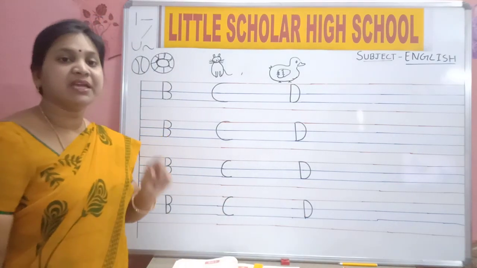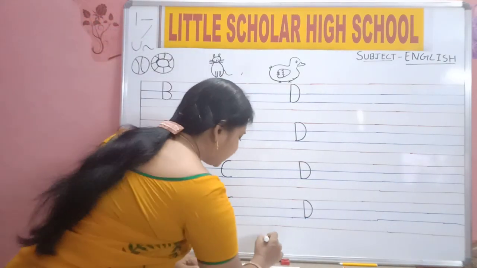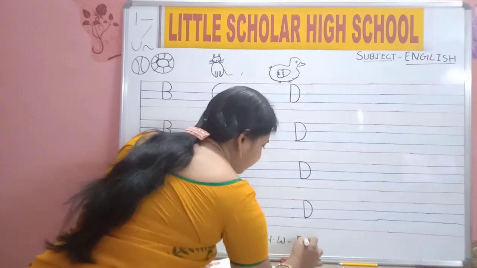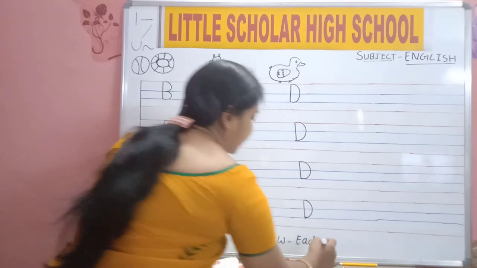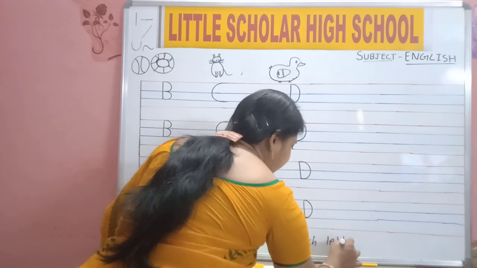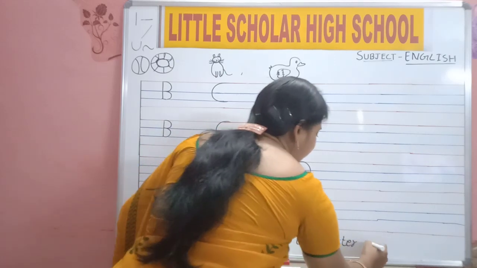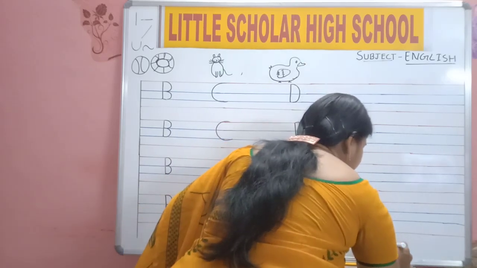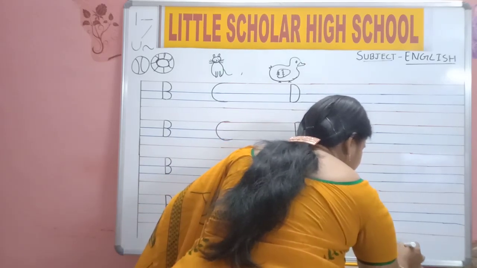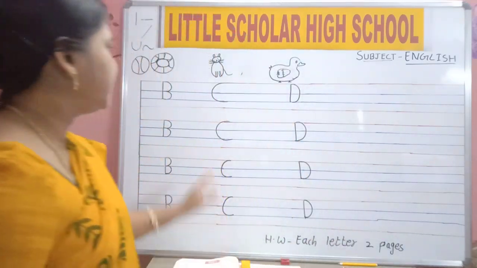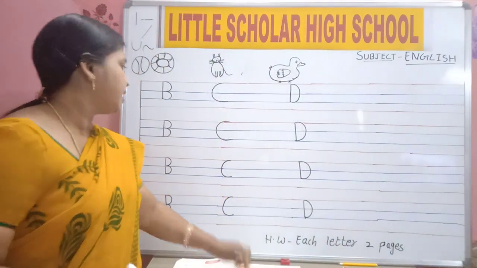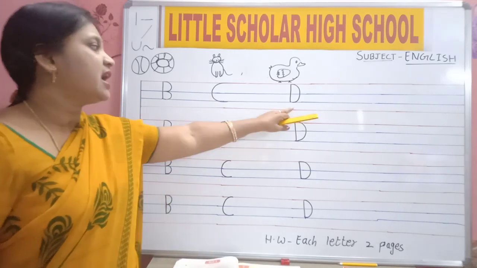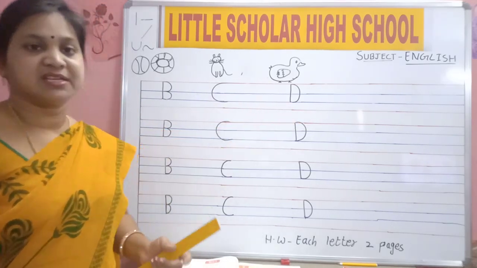Your homework will be each letter 2 times. Shall I write homework here? Homework. E-A-C-H, each. L-E-T-T-E-R, letter. 2 pages, P-A-G-E-S, pages. So, your homework will be each letter 2 pages. B letter 2 pages, C letter 2 pages and D letter also 2 pages.